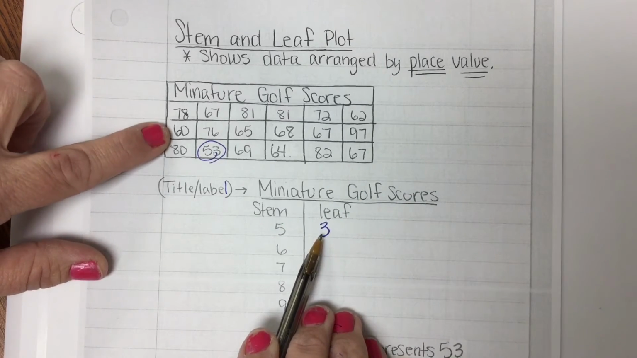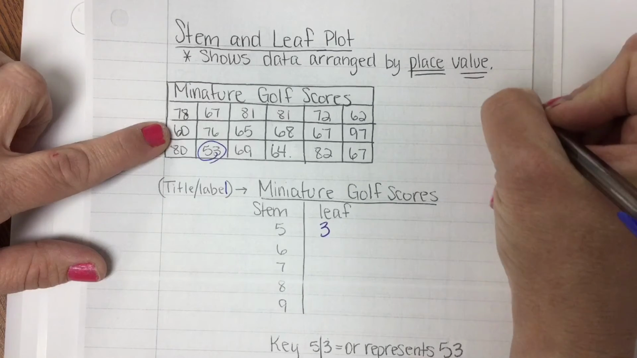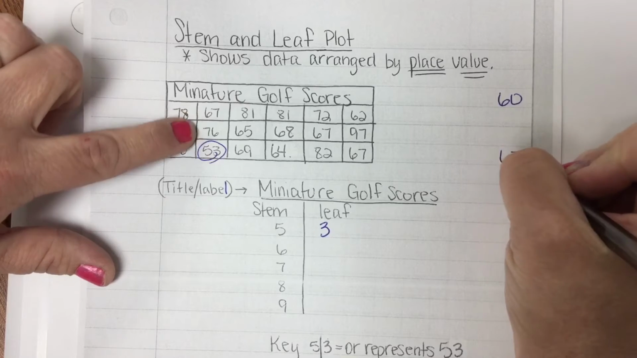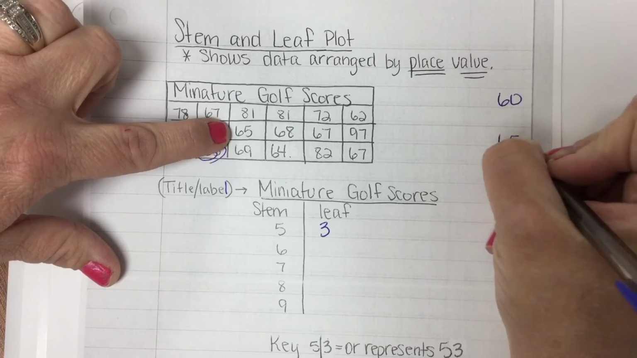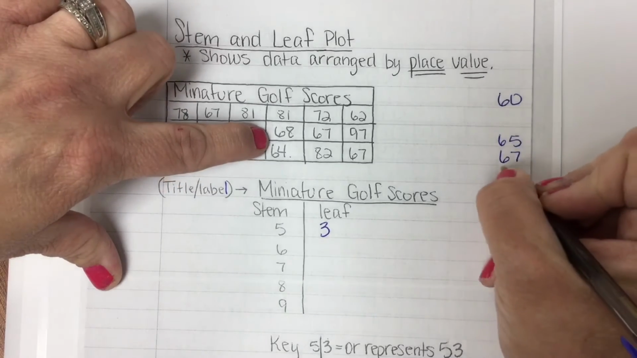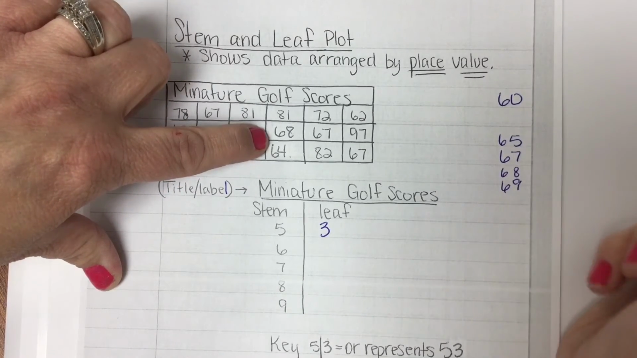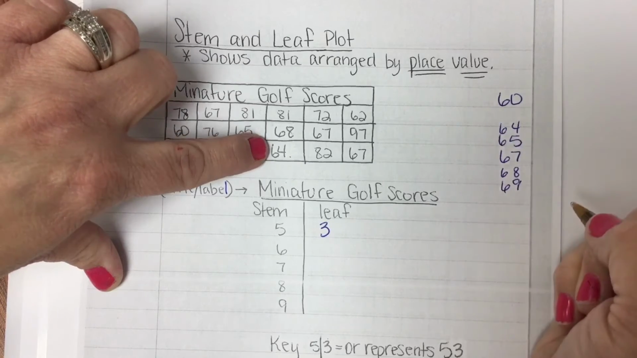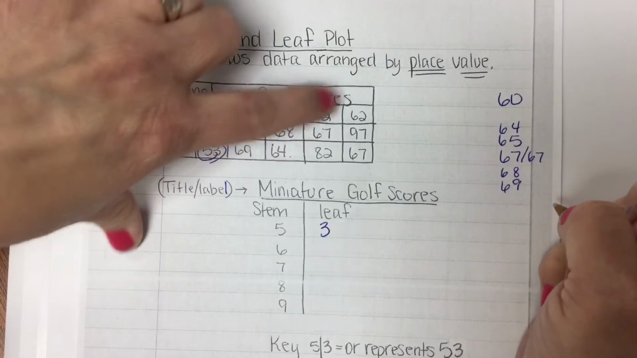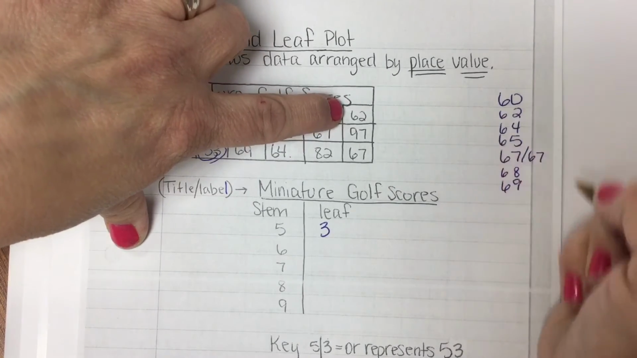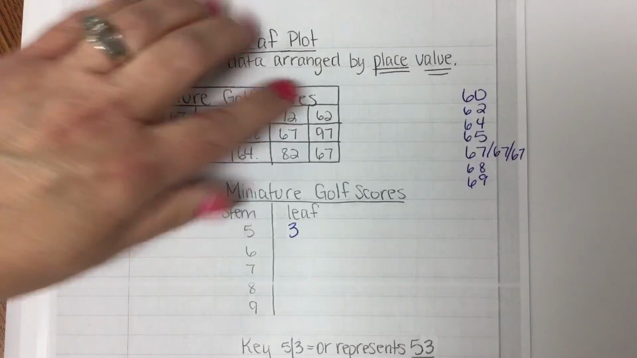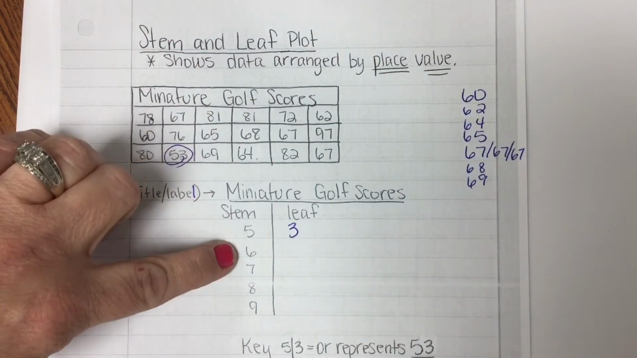Then you're going to look at your 60s. So you've got 60, you've got 67, 65 would come before that, 69 is going to come after that, 68 is going to come before 69, 64 is going to come before 65, and then another 67, then you have a 62, and then you have another 67. So you're going to take those numbers and put them onto your stem and leaf.